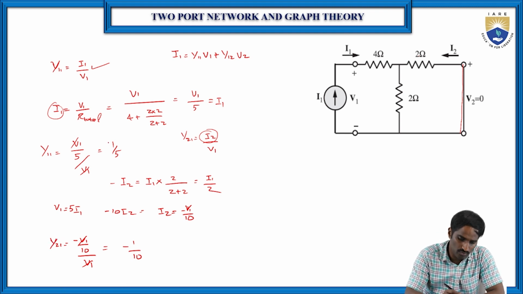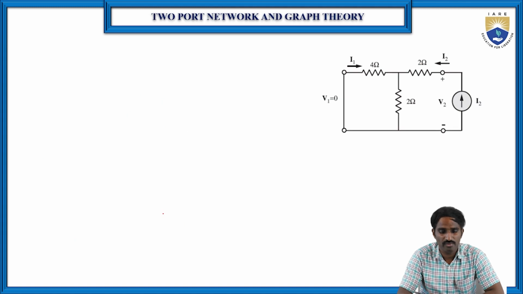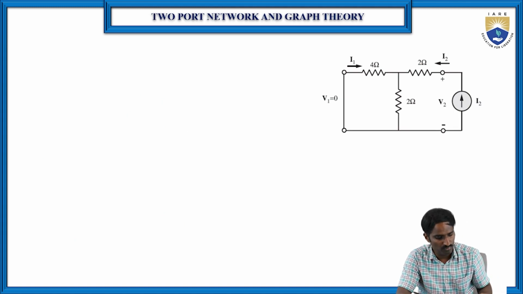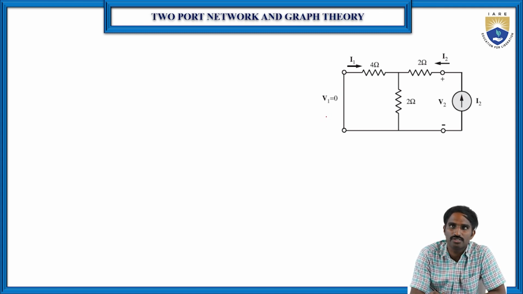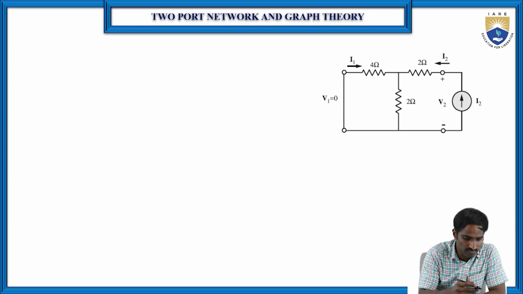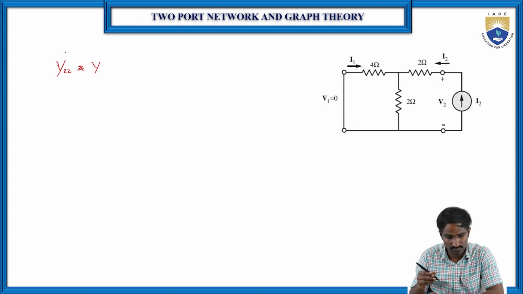So now we got the values of y11 and y21. Now we are going to find the other two parameters. For that, we make the input side a short circuit, which means we are making V1 equal to 0. Again, in the same way, the other two parameters that we can find here are y22 and y12.